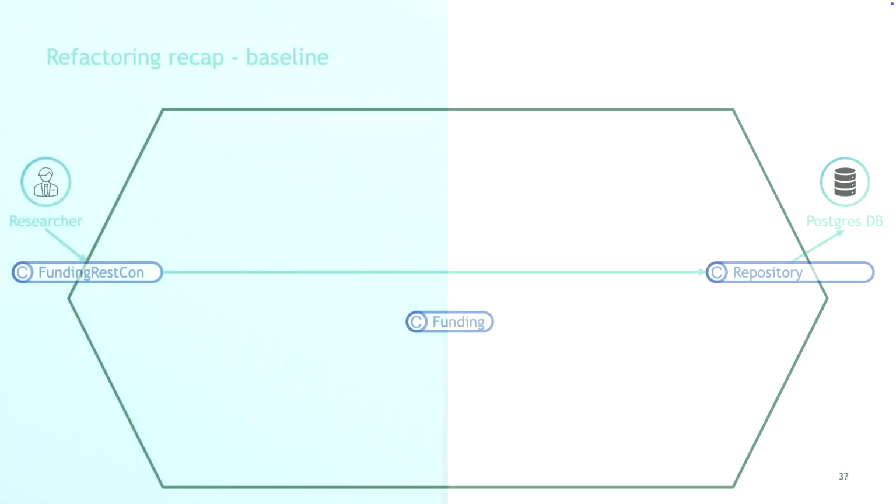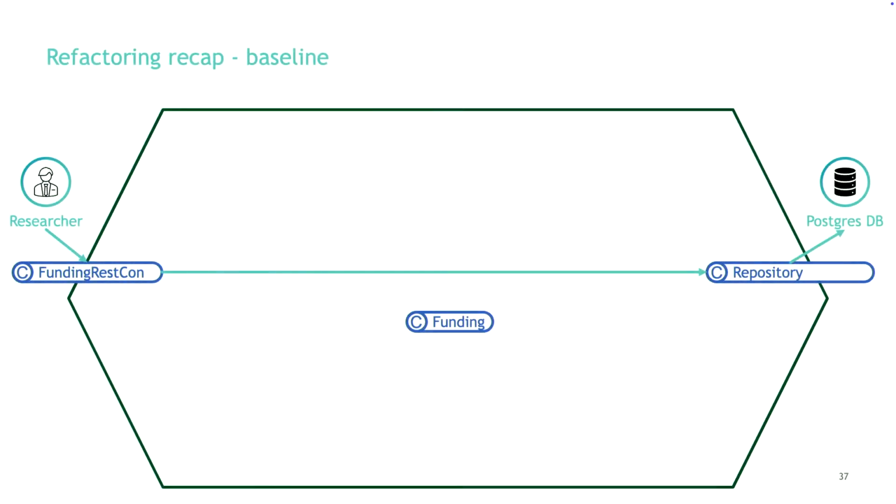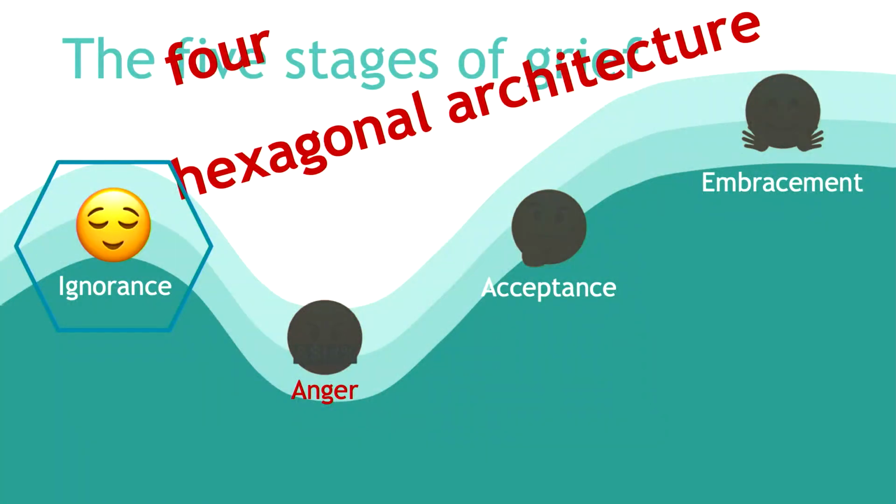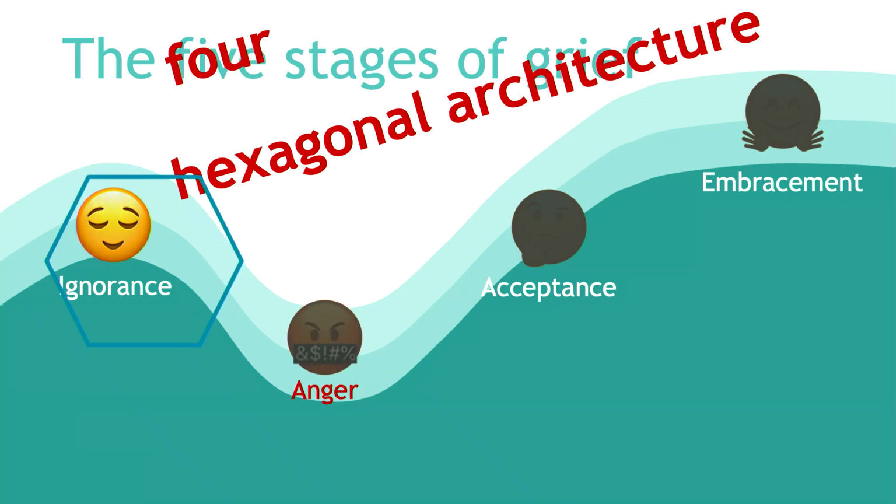So just to briefly recap that, this is what we started with. Our funding REST controller used the repository directly. And this is what we almost did. So we didn't create all the packages. But now we have a funding use case. And our service implements that use case. And our controller now uses that interface instead of the service directly. All right. That was the first stage, ignorance. I hope you learned something. And now that you hopefully understand it, it is time to learn to hate it.